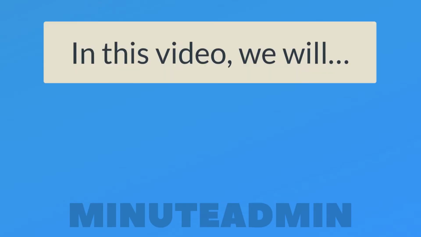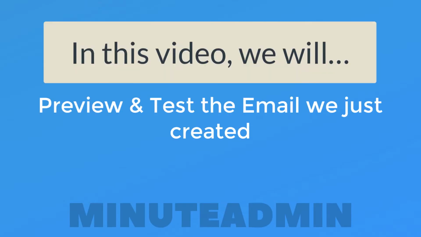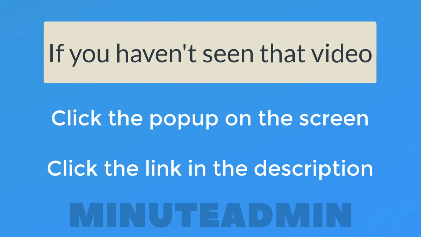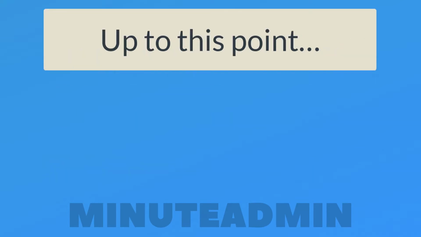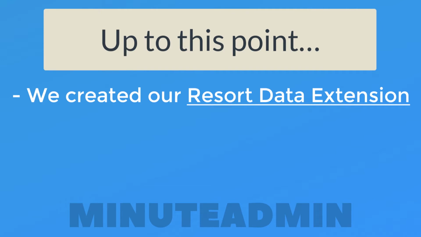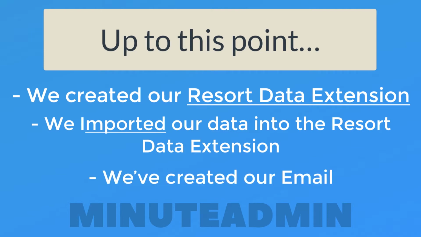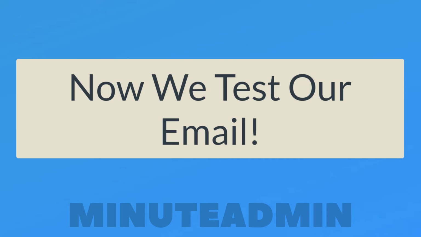In this video, we'll preview and test the email we created in the last video. If you haven't seen that video, click the pop-up on the screen or click the link in the description below to watch that one. Up to this point, we've built our resort data extension, we've imported our subscribers into the resort data extension, and we've created the email we're going to send to our subscribers. Now it's time to test that email and see what we've built.